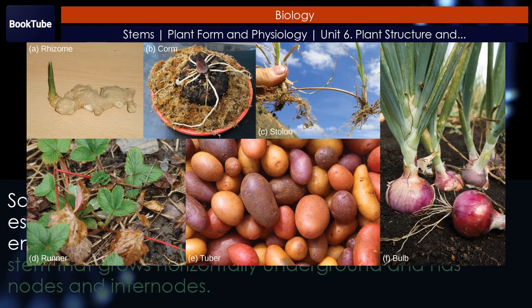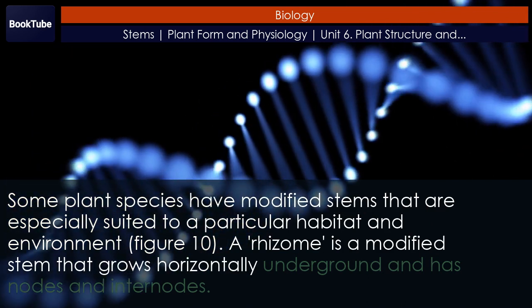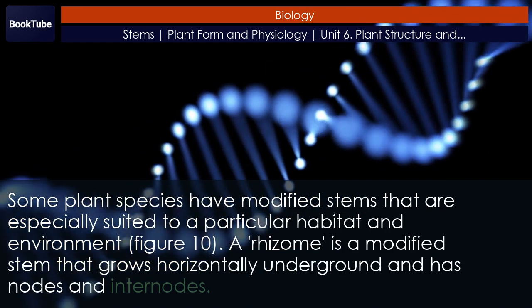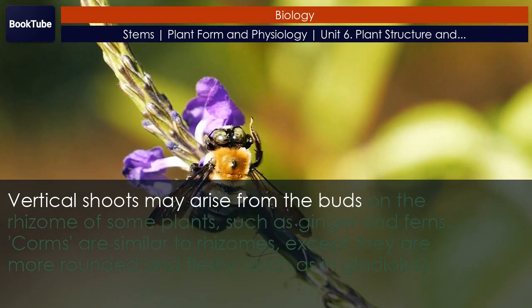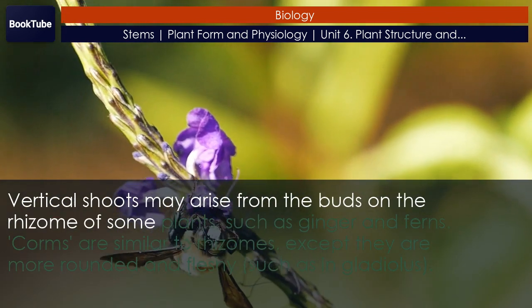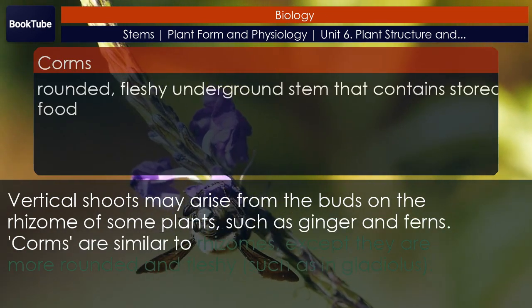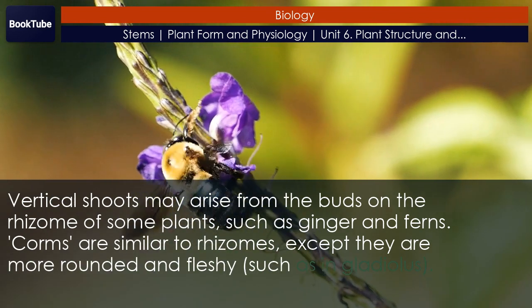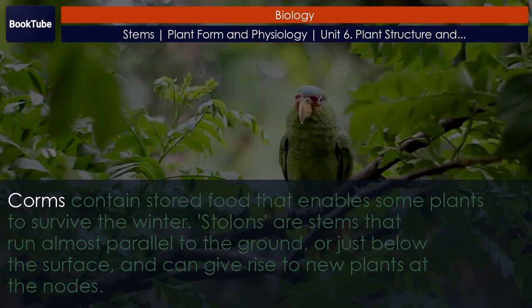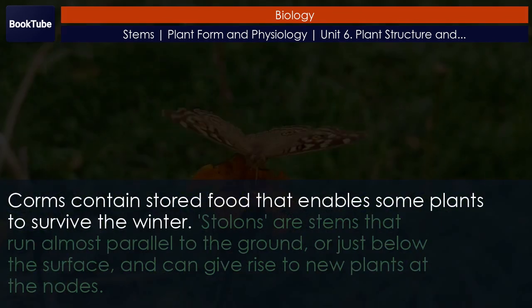Figure 10. A rhizome is a modified stem that grows horizontally underground and has nodes and internodes. Vertical shoots may arise from the buds on the rhizome of some plants, such as ginger and ferns. Corms are similar to rhizomes, except they are more rounded and fleshy, such as in gladiolus. Corms contain stored food that enables some plants to survive the winter.